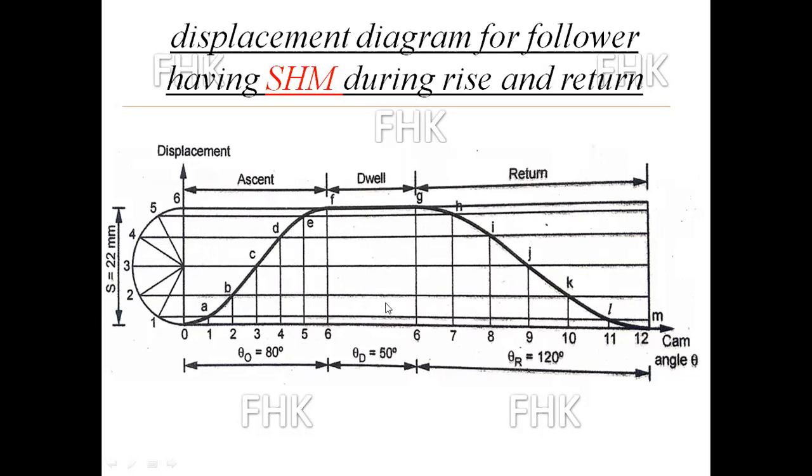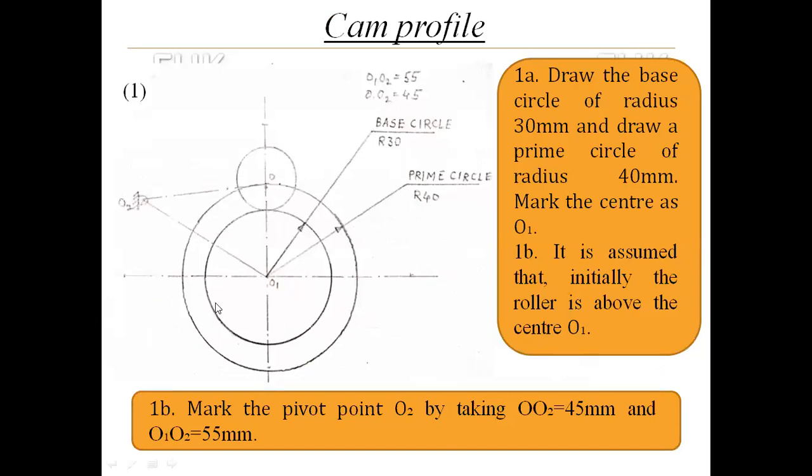You know the complete procedure, and I will share the link of this video also, on how to draw the displacement diagram. Okay, now after drawing the displacement diagram, come to the actual problem statement, that we have to draw the cam profile. So first step is draw the base circle with center O1 of radius 30 mm. In the compass, I will take 30 mm distance and draw the complete circle, which is the base circle.